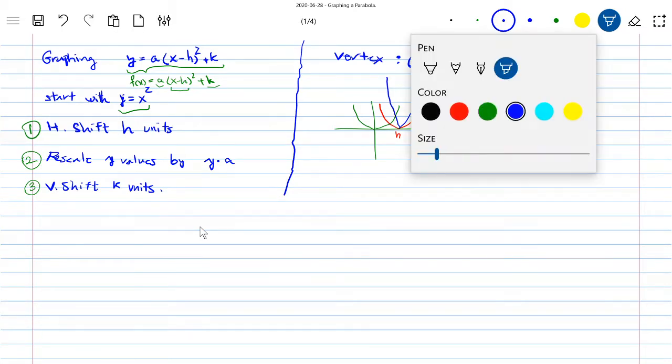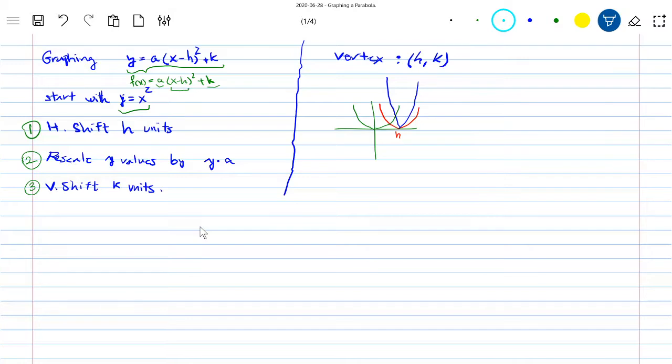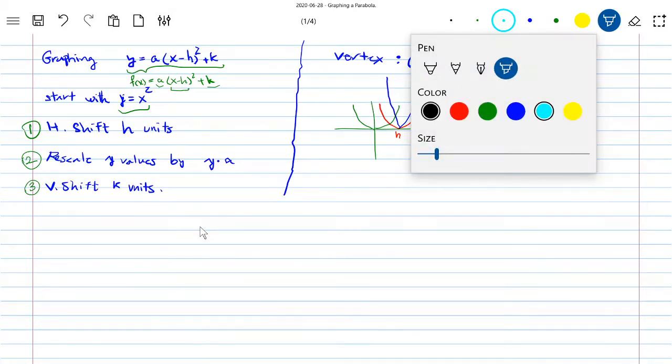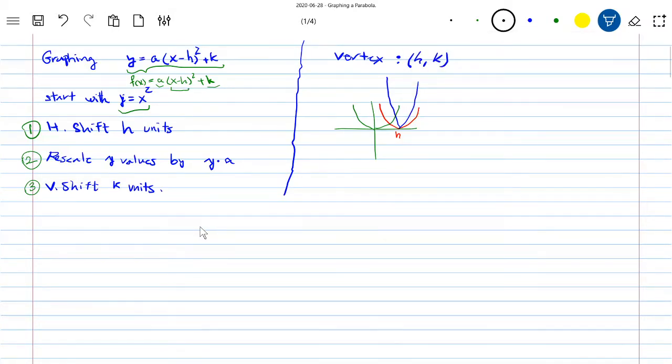Okay. And the final step, after rescaling, is to shift it up or down, k units up, for example. You'll end up here. This is shifting it up k units. Everything will move up k units. So this location, if you look at this location, is k units up. That is the vertex of the graph.